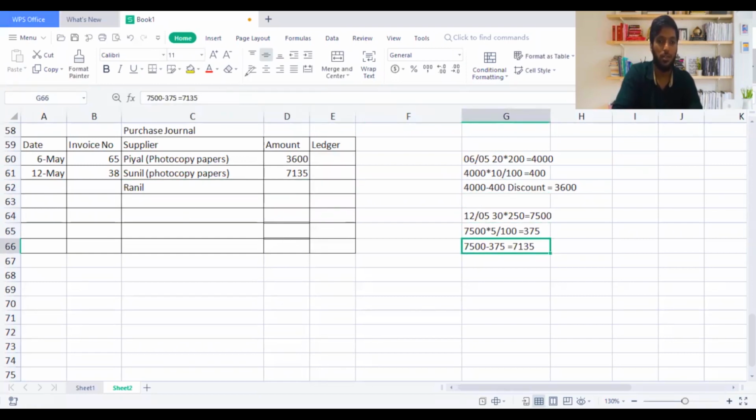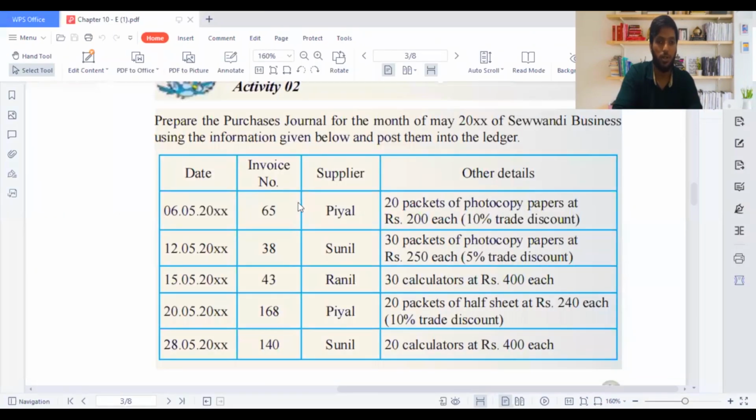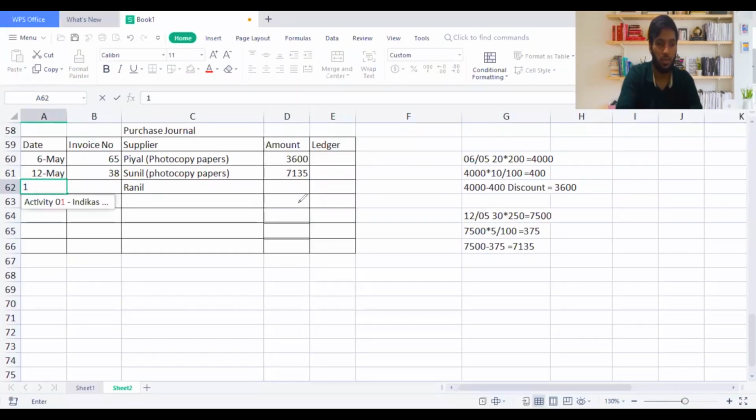What is the date, guys? 15th. I think 15th, right? And what is the invoice number? 43. So 15/5, okay, 15/5. 43 is the invoice number. So we can show here.